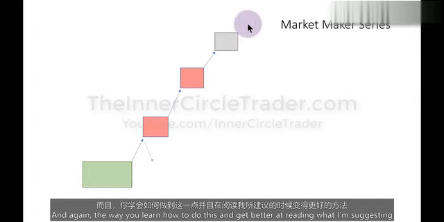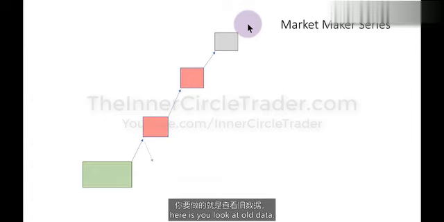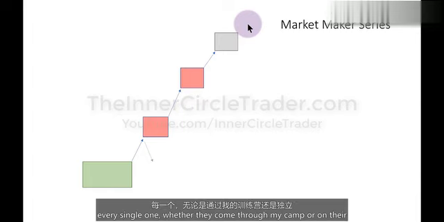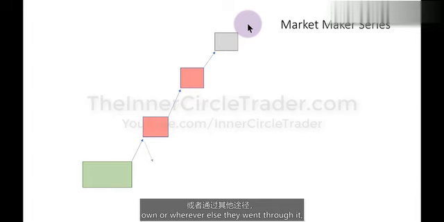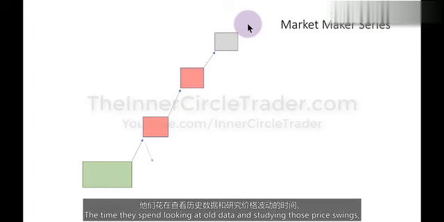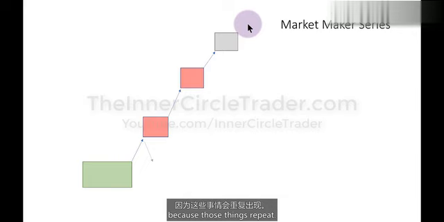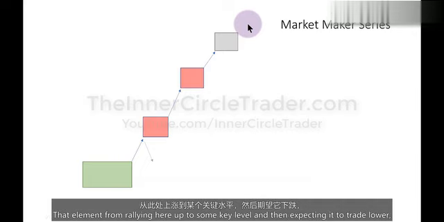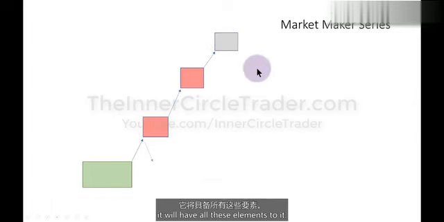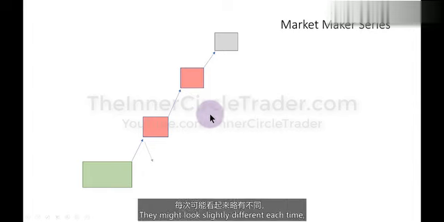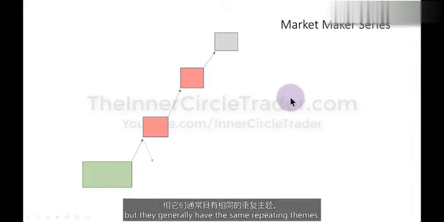And again, the way you learn how to do this and get better at reading what I'm suggesting here is you look at old data, the back testing and studying of old data. Every successful trader, every single one, whether they come through my camp or on their own or wherever else they went through it, they're always going to be better versed because of their own study, the time they spend looking at old data and studying those price swings, because those things repeat. That element from rallying here up to some key level and then expecting it to trade lower, it will have all these elements to it. They might look slightly different each time, but they generally have the same repeating themes.